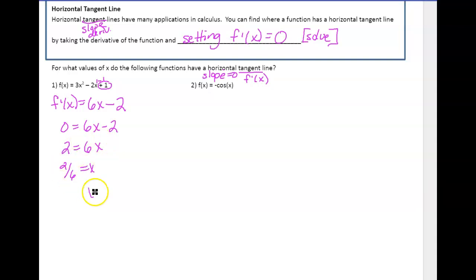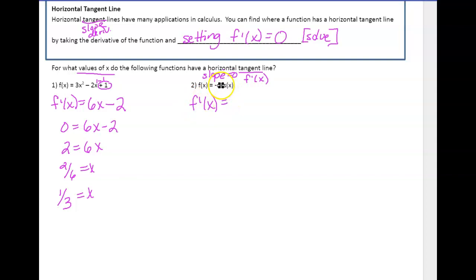Now, you should still reduce because we always reduce. So at x equals 1/3, there would be a horizontal tangent line. And you don't need to find the y value because it just says values of x. If it would say find the points, then you would need to find the ordered pair. Okay, so also pay attention to the directions for how the answer is. All right, we're going to do some trig.